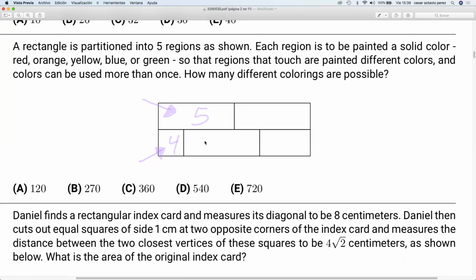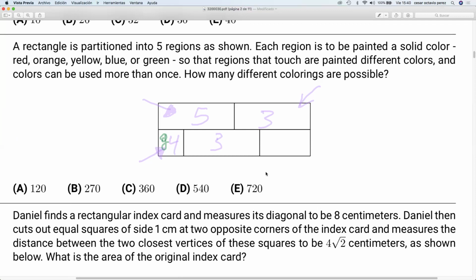Okay, let's continue. The next color will be... no. For example, if I use green here, there are 3 ways, because I can use the same color as the second. This color can be equal to this, but must be different to this one and this one.